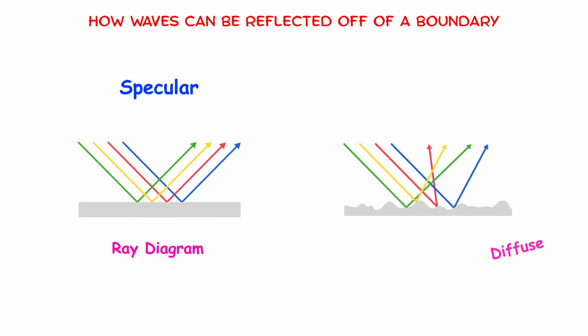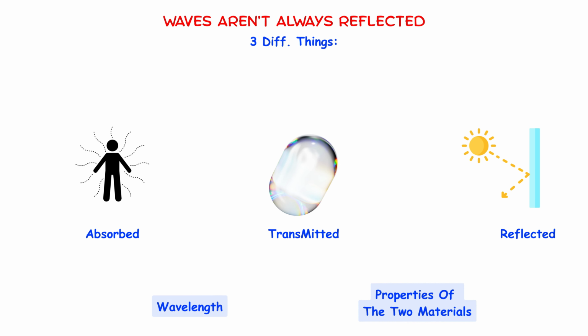In today's video, we are exploring how waves can be reflected when they encounter a boundary, and as part of this exploration, we will also cover how to accurately draw ray diagrams and understand the different kinds of reflection such as specular reflection and diffuse reflection. The first important point to understand is that not all waves are necessarily reflected when they meet a boundary between two different materials or mediums.